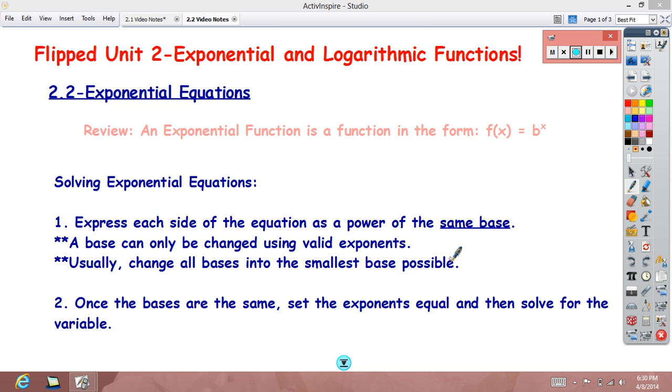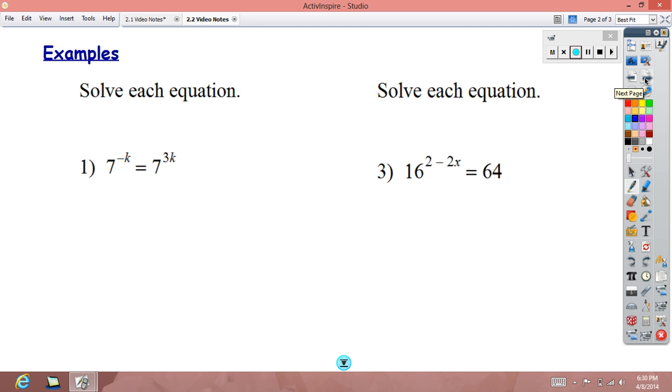This is the hard part. Once these bases are the same, set the exponents equal and then solve for the variable, and that part's pretty simple. Just getting through the first step is the more challenging one. Again, we're trying to make the bases the same. So let's look at some examples. I made some examples here and decided that I wanted to do 3 before 2, so I skipped, getting a little crazy and wild.